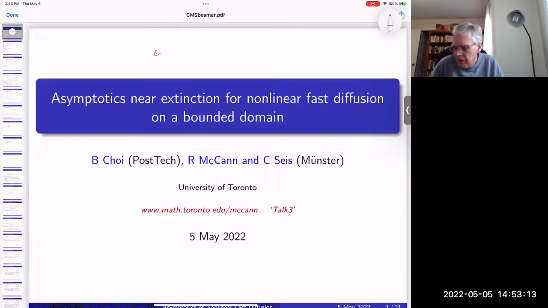So anyway, Robert McCann from the University of Toronto will give his final talk. Even though it says talk 3 on the slide, it's actually talk 4. And it's about asymptotics near extinction for nonlinear fast diffusion on a bounded domain.